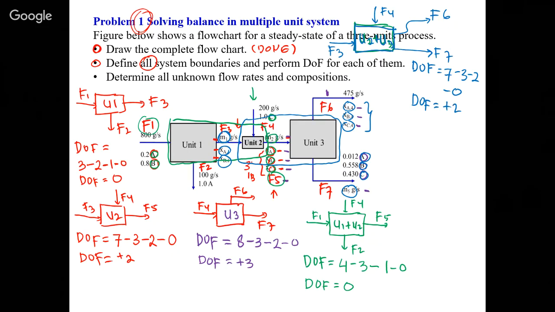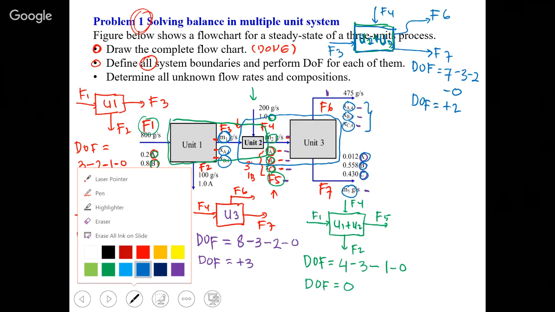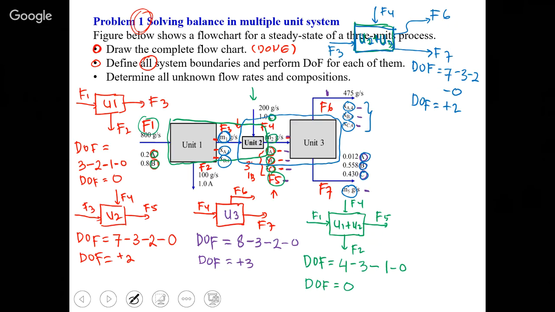plus 2. Okay, and the last thing is we can have a combination of all. I'll use a different color. Light blue. Okay, we'll use light blue for the last box, which is the combination of unit 1 plus unit 2 plus unit 3.